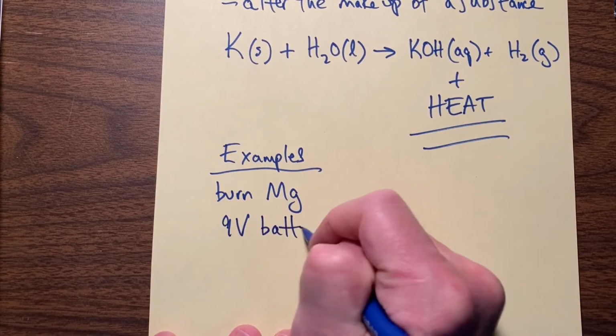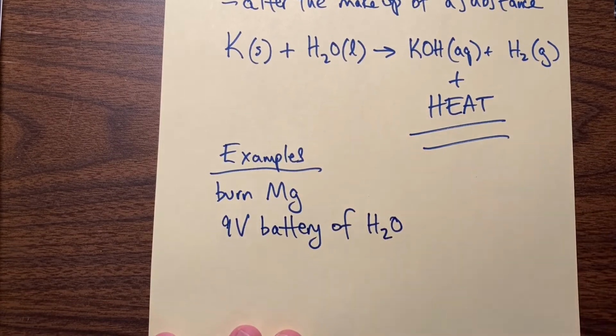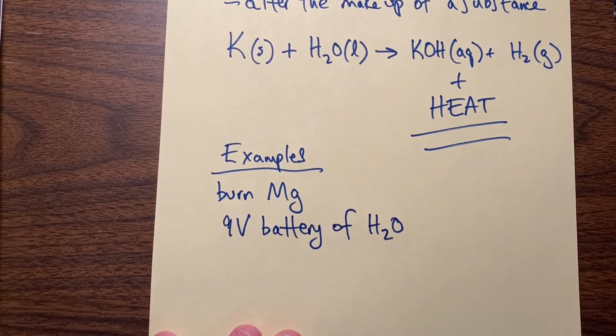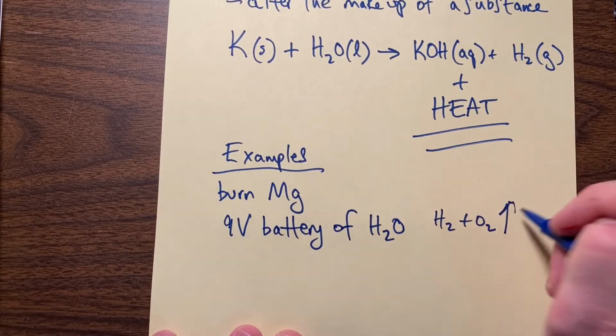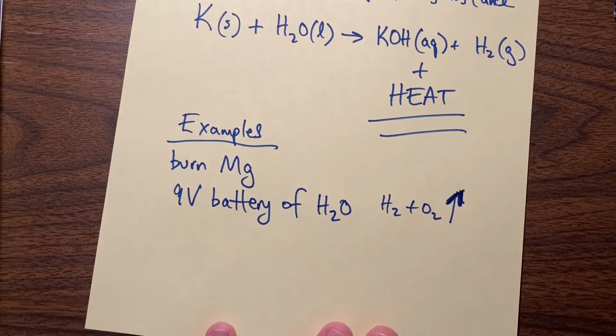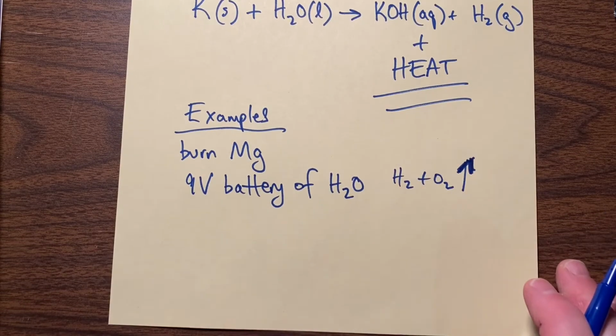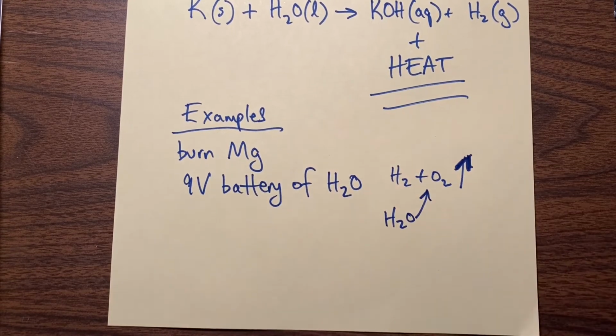Put a 9-volt battery in water. You can observe the electrolysis of water. You can ruin the battery too, but you'll actually see bubbles coming off the battery. That's hydrogen gas and oxygen gas coming off of the battery. The battery is providing enough electricity to the water to break the water into its components. H2O becomes hydrogen and oxygen.